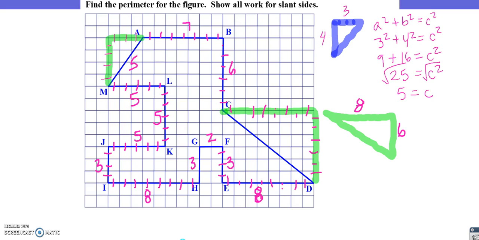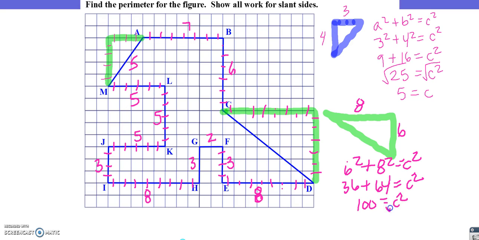So now this time, my a squared is 6, plus my b is 8, still equal to c squared. So 36 plus 64 is equal to c squared. I get 100 is equal to c squared. Last step, don't forget the opposite of squaring is take the square root, so c is equal to 10. That tells me that this side is 10.